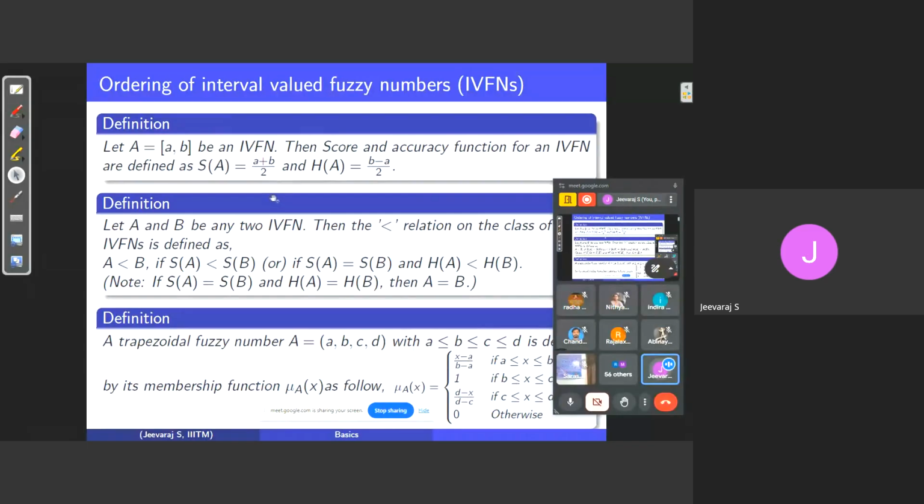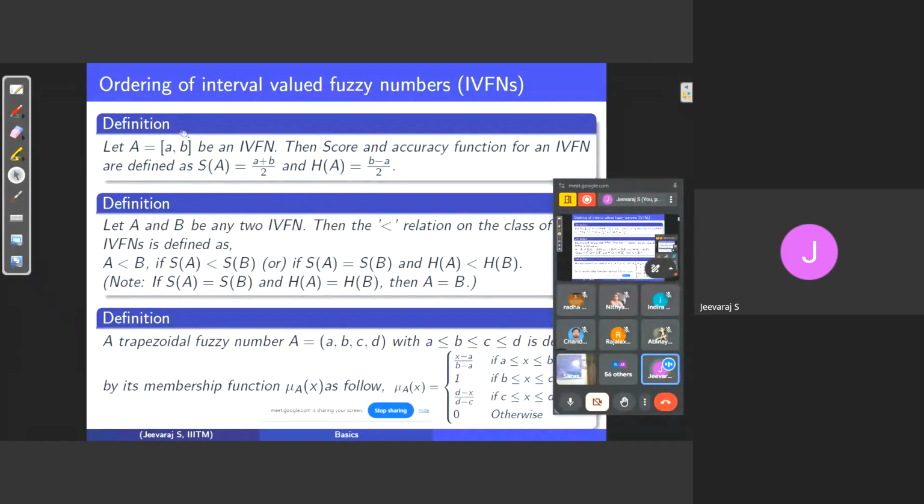For example, for the closed interval [0.3, 0.4], what would be your S of A value? It's (0.3 + 0.4) / 2, which is 0.35. What about capital B? It was [0.1, 0.2]. So S of B is (0.1 + 0.2) / 2, which is 0.15. In the first case it was 0.35, in the second case it is 0.15. Which is greater? 0.35 is greater, right? So A is greater than B. This is how we compare two interval valued fuzzy numbers.